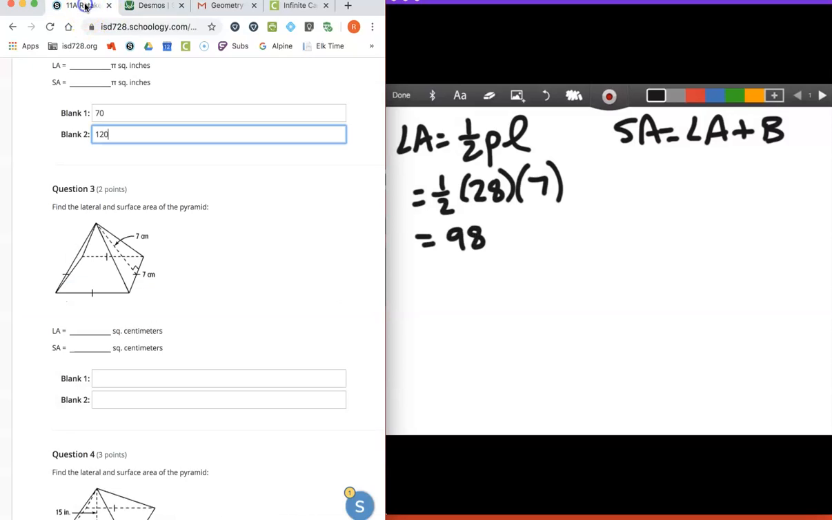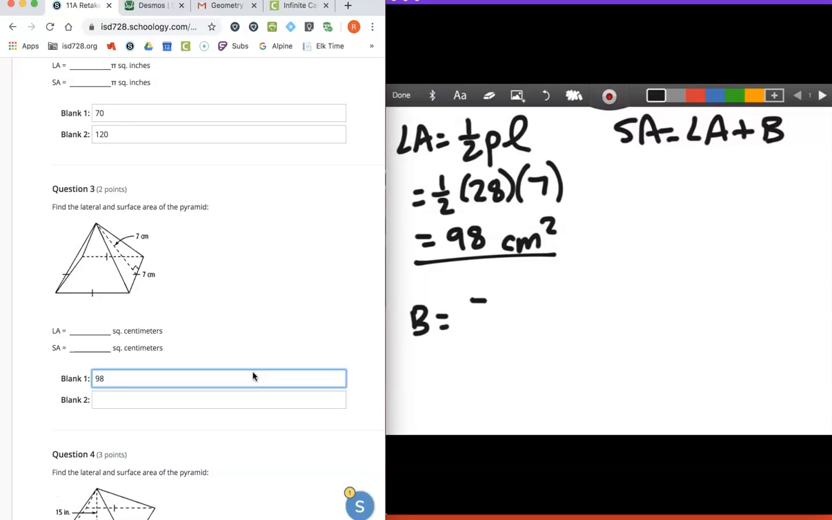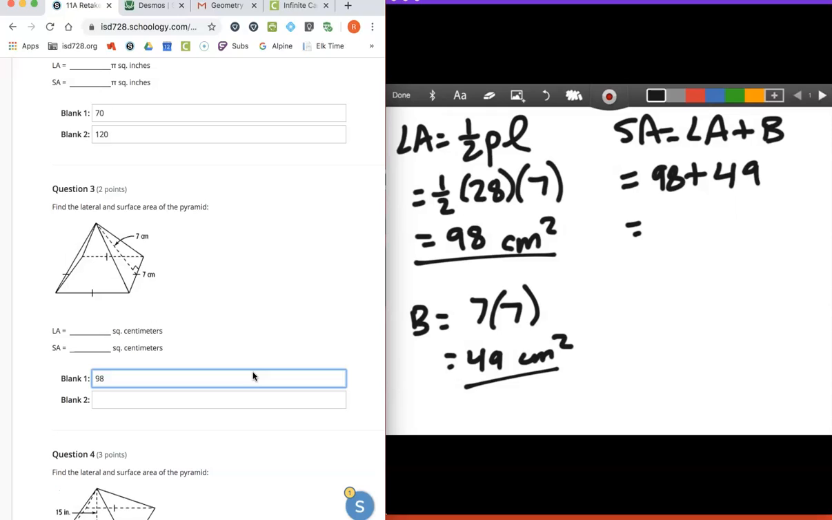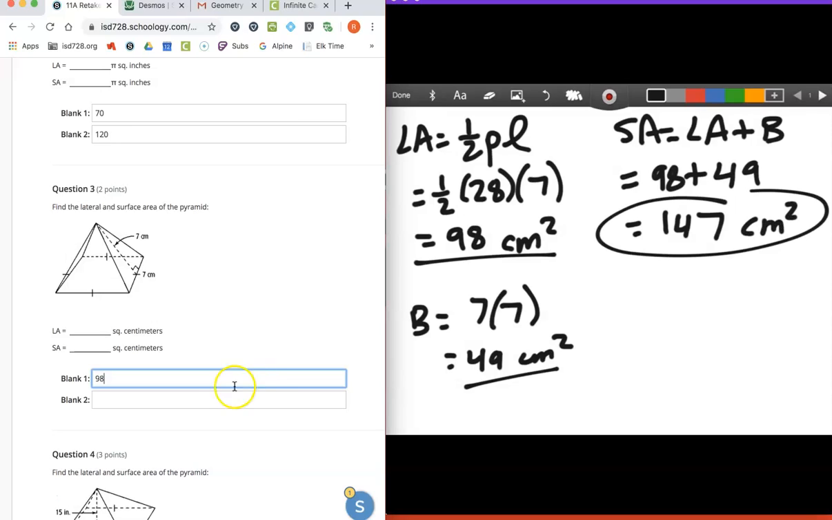I forgot the unit, but we'll get that in a second: square centimeters. We could type that in. And then we're adding B to that, which is 7 times 7. It's a square on the bottom, so 49 square centimeters is B. We don't have to double that for a pyramid. So we have 98 plus 49, which is 147 square centimeters for the surface area. So 98 and 147. And then we'll move on to show you what the difference with the next one is.